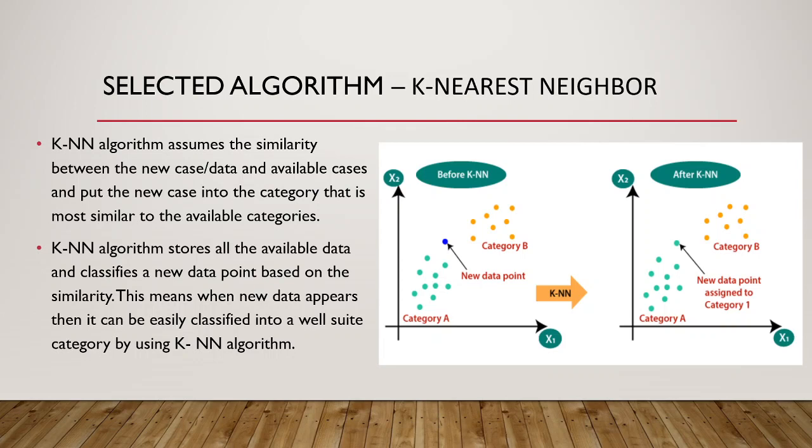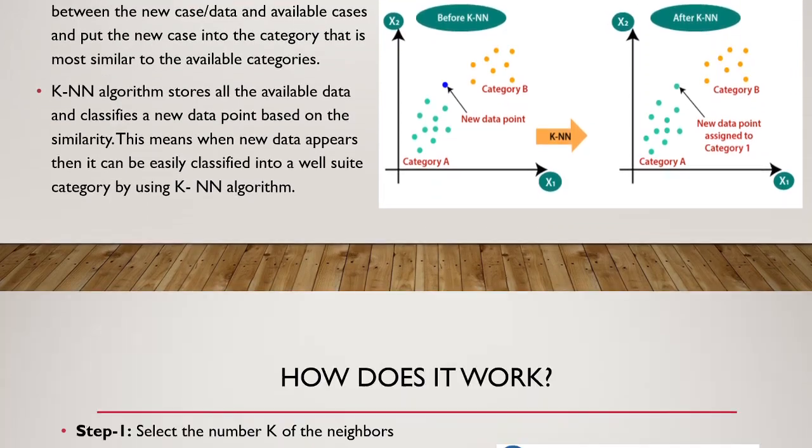The K-Nearest Neighbor algorithm assumes a similarity between the new case data and available cases and puts the new case into the category that is most similar to the available categories. The KNN algorithm stores all the available data and classifies a new data point based on the similarity. This means when new data appears, it can be easily classified into a well-suited category by using the KNN algorithm.